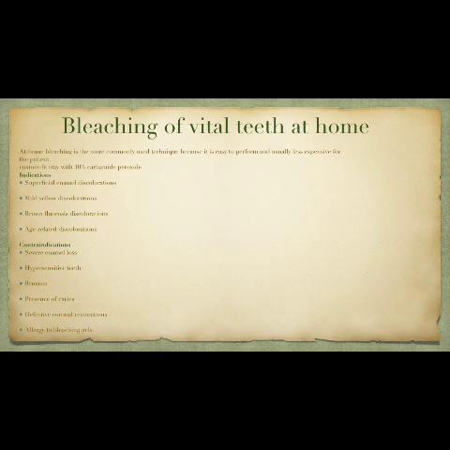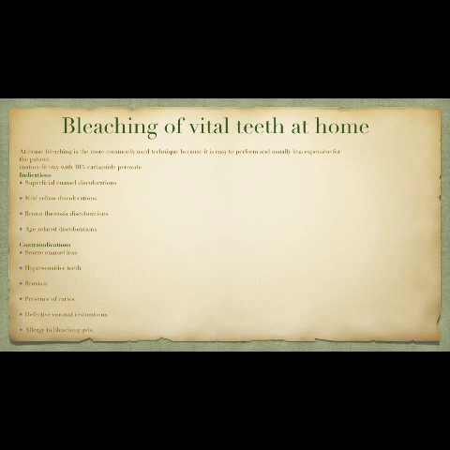Then comes the bleaching of vital teeth at home. At-home bleaching is the most commonly used technique because it is easy for the patient to perform and also less expensive. Then it uses a custom fit tray with 10% carbamide peroxide.